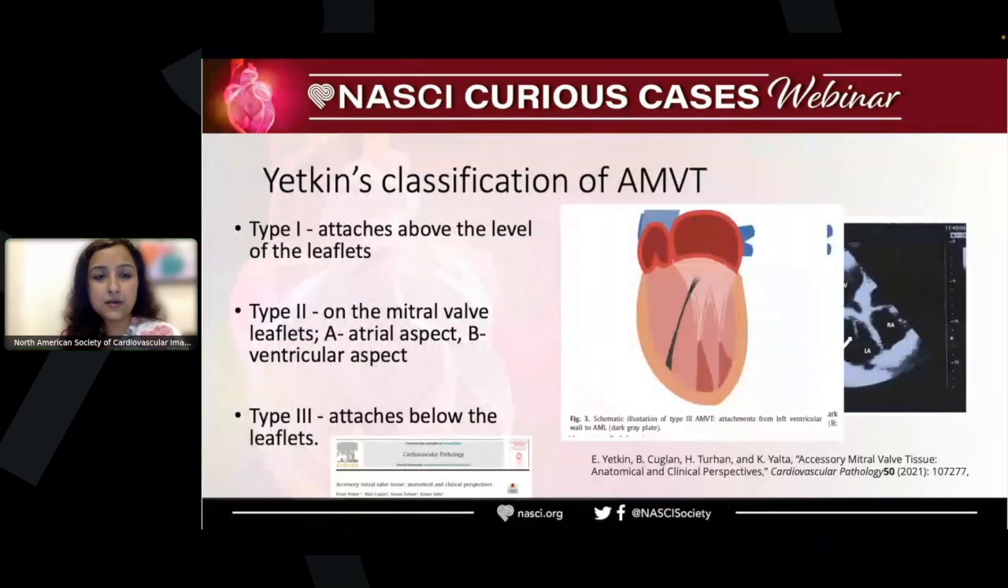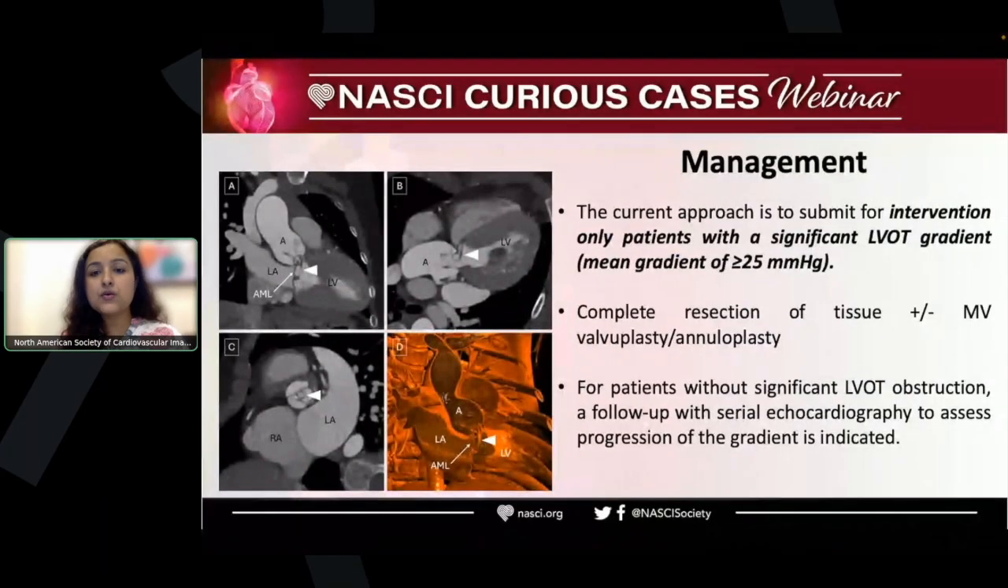So when is surgery recommended? Usually the patient can go in for intervention only when there is a significant LV outflow tract gradient. The literature has defined it to be 25 millimeters of mercury for this particular entity. If it is causing significant stenosis, complete resection of the mass tissue can be done, and then the mitral valve can be reconstructed.